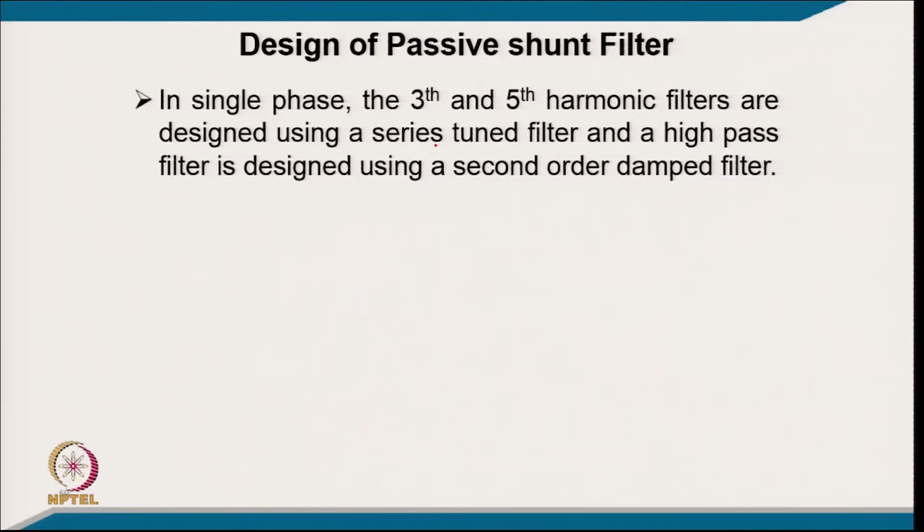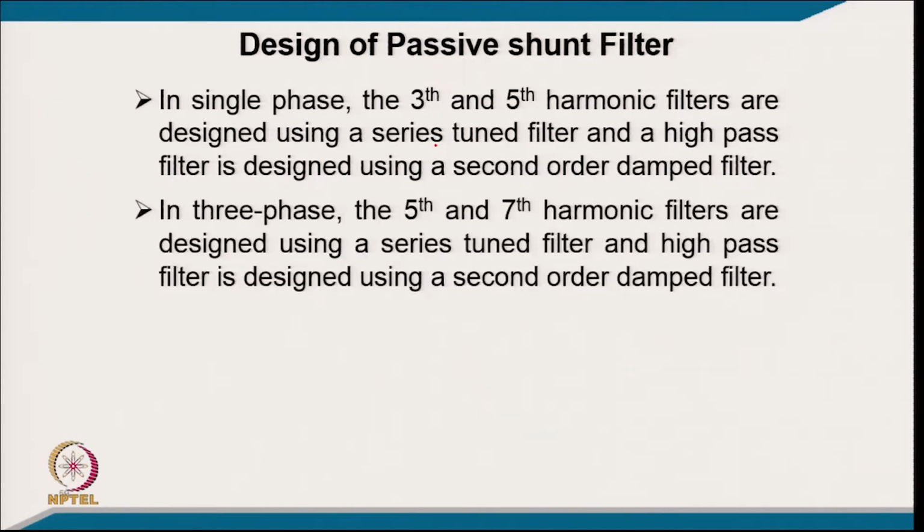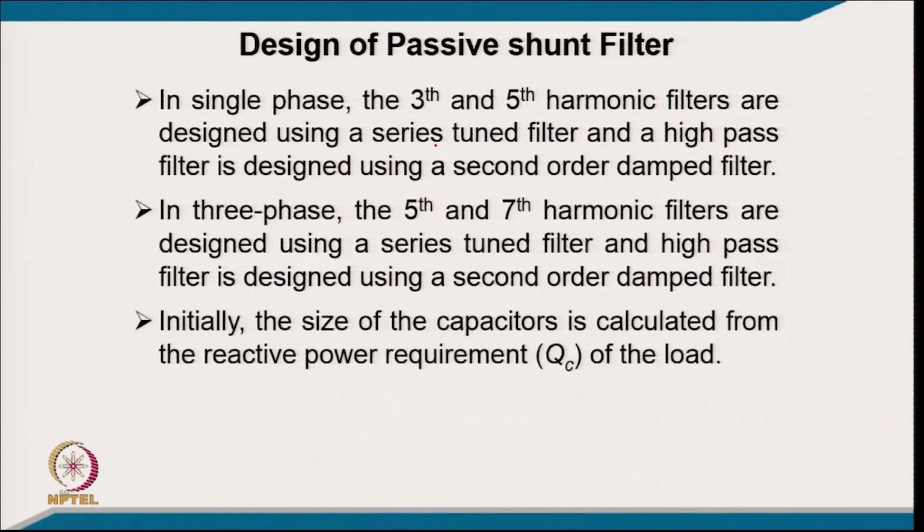Coming to the design of this passive shunt filter, in single phase the third and fifth harmonic filters are designed using a series tuned filter, and the high pass filter is designed using a second order damped filter. In three phase the fifth and seventh harmonic filters are designed using a series tuned filter, and the high pass filter is designed using a second order damped filter. Initially the size of capacitors is calculated from the reactive power requirement of the load.